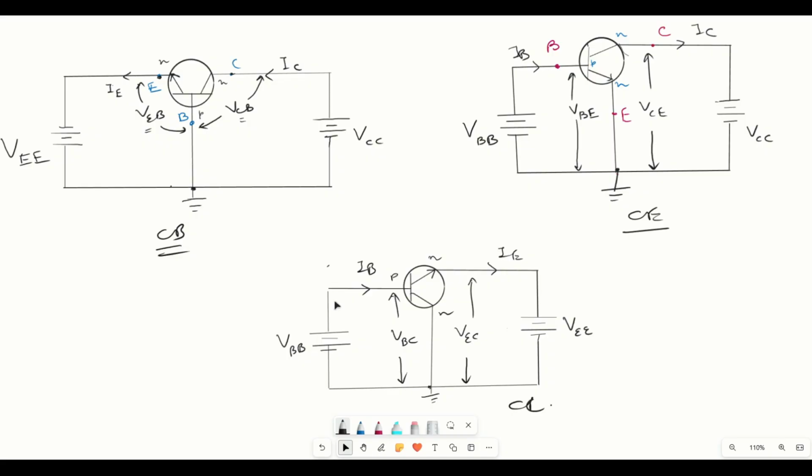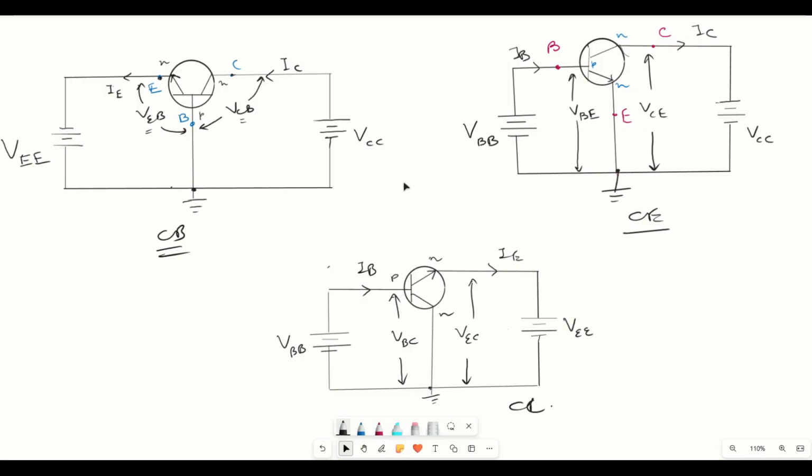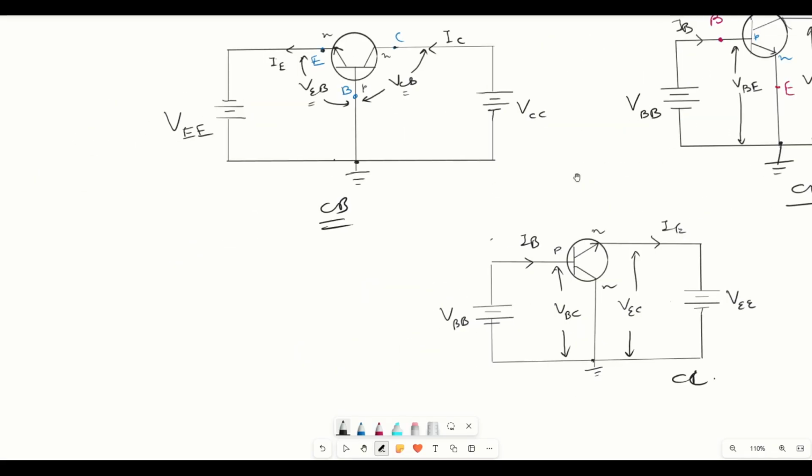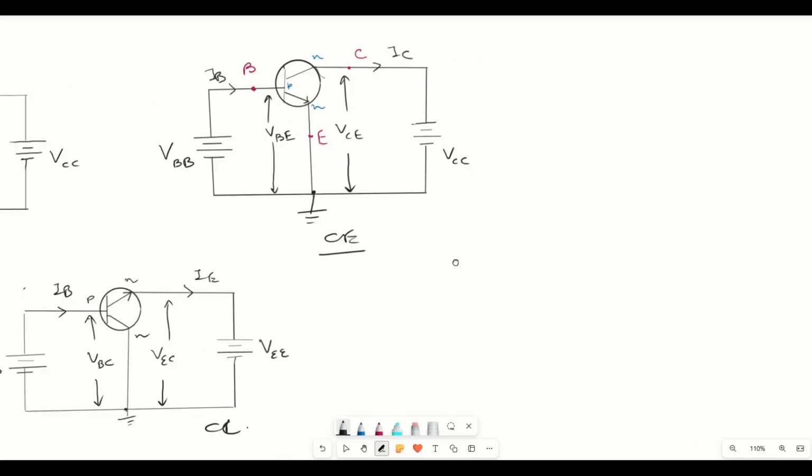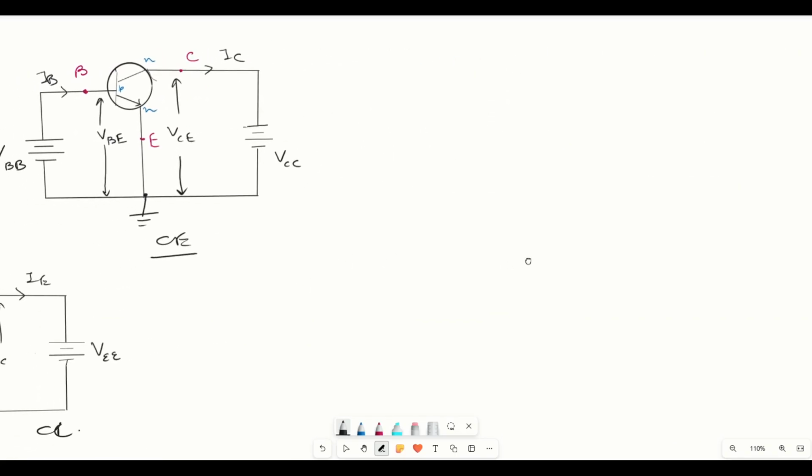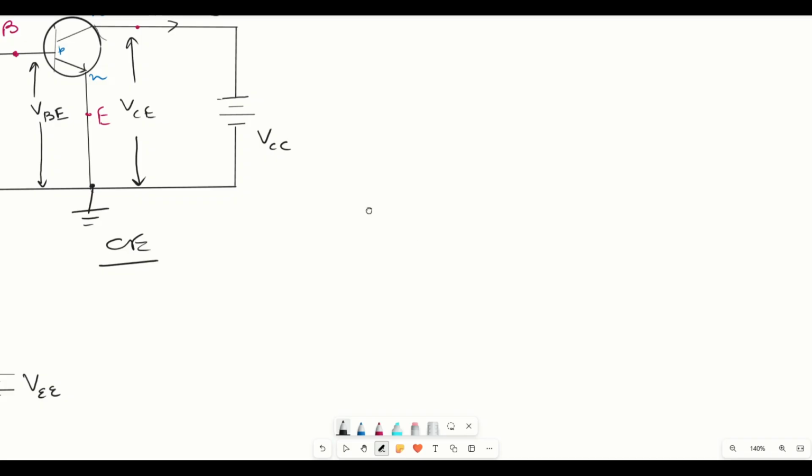So I hope you have understood the diagrams and how the polarity or the supplies are provided in the transistors, or how we bias the transistor that we have discussed. So next we will be moving towards the characteristics of these three configurations. So now let's see the common emitter configuration. So this is the common emitter configuration.